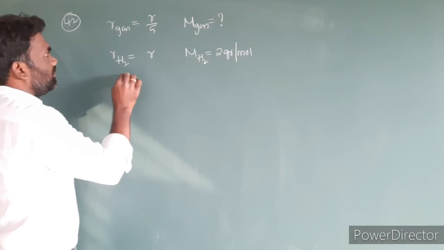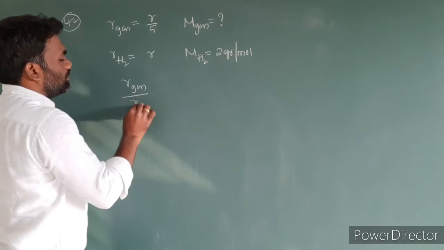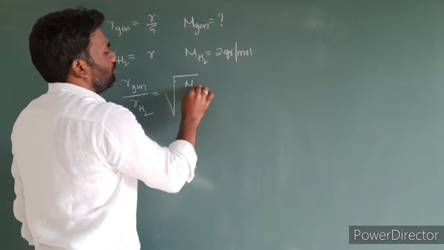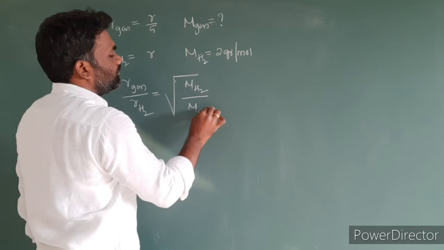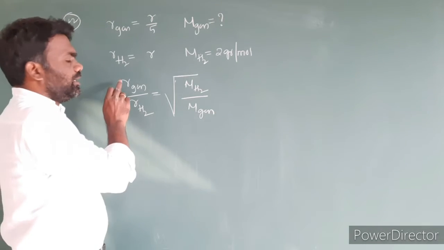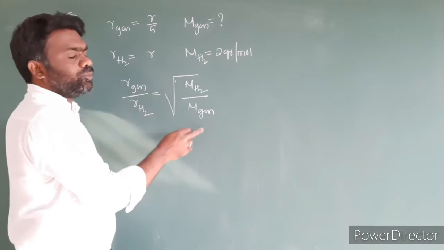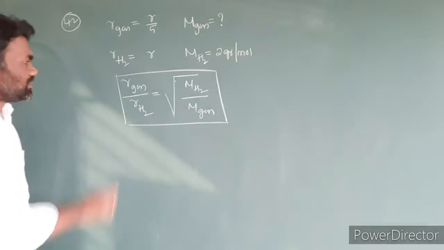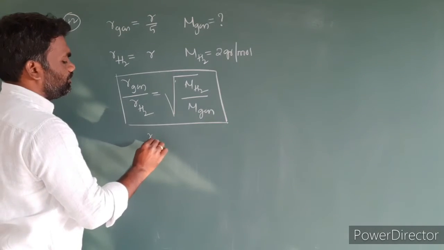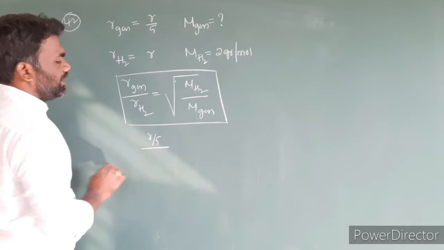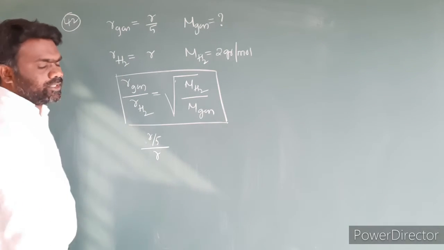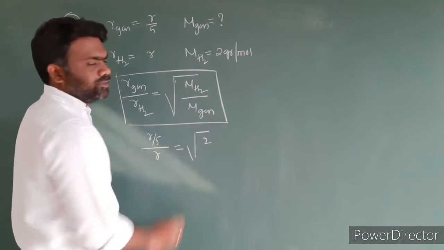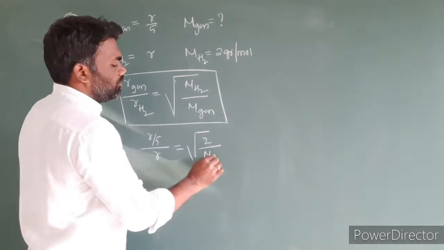So the rate of diffusion formula: rate of diffusion of the gas by rate of diffusion of hydrogen gas is equal to the square root of molar mass of hydrogen gas by molar mass of the unknown gas. We already know R1 by R2 is equal to square root of M2 by M1. This is the formula we have to use. Rate of the gas is R by 5, rate of hydrogen is R, so R by 5 by R is equal to the square root of 2 divided by molar mass of the unknown gas.